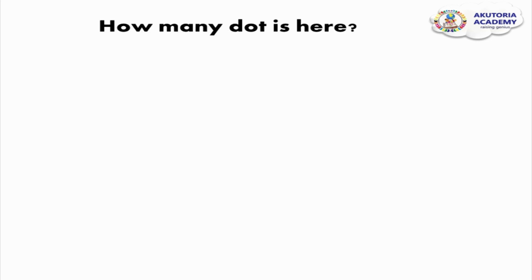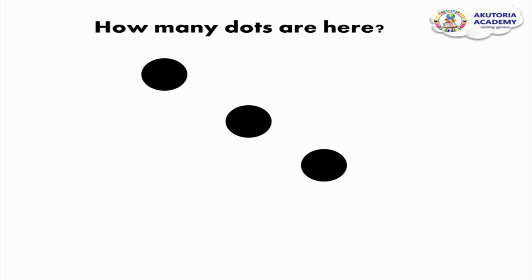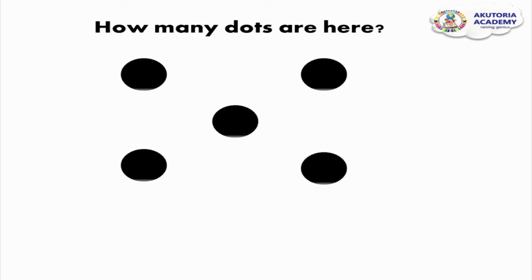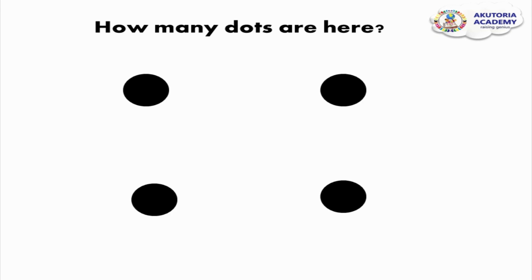How many dots are here? 1 dot. How many dots are here? 3 dots. How many dots are here? 5 dots. How many dots are here? 2 dots. How many dots are here? 4 dots.